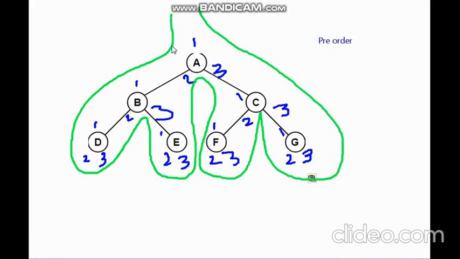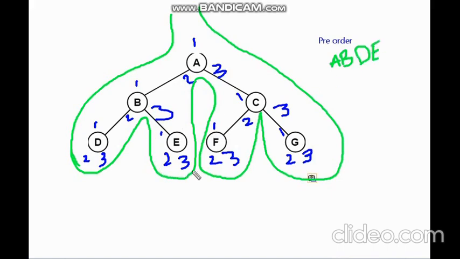Yes, 1 is visited. This one is for A. Yes, A is printed. Next I am traveling like this. Yes, 1 is visited for B. B is printed. Next D. Next I am traveling like this. Yes, 1 is visited. This one is for E.